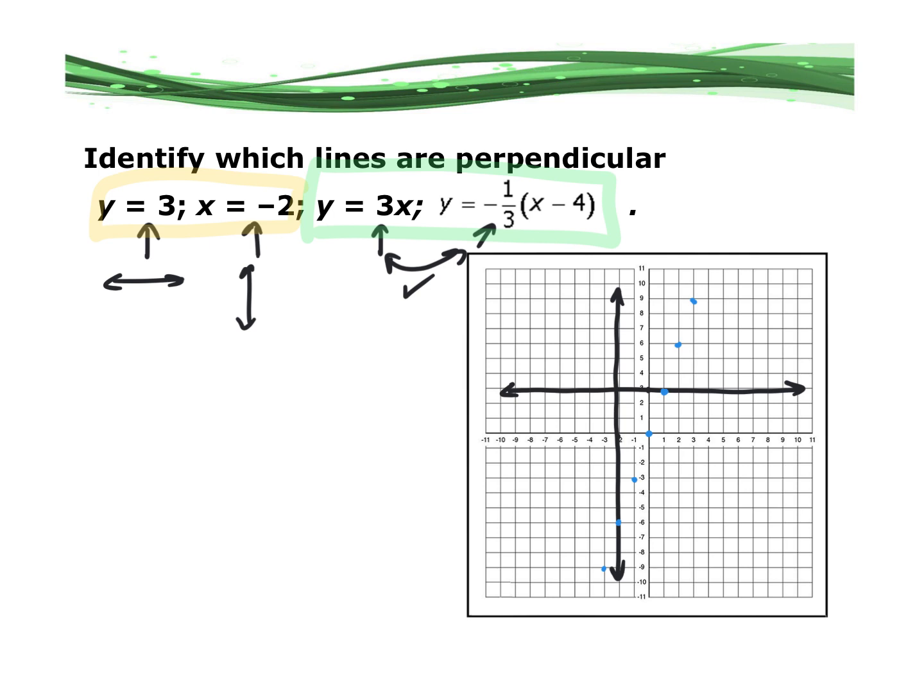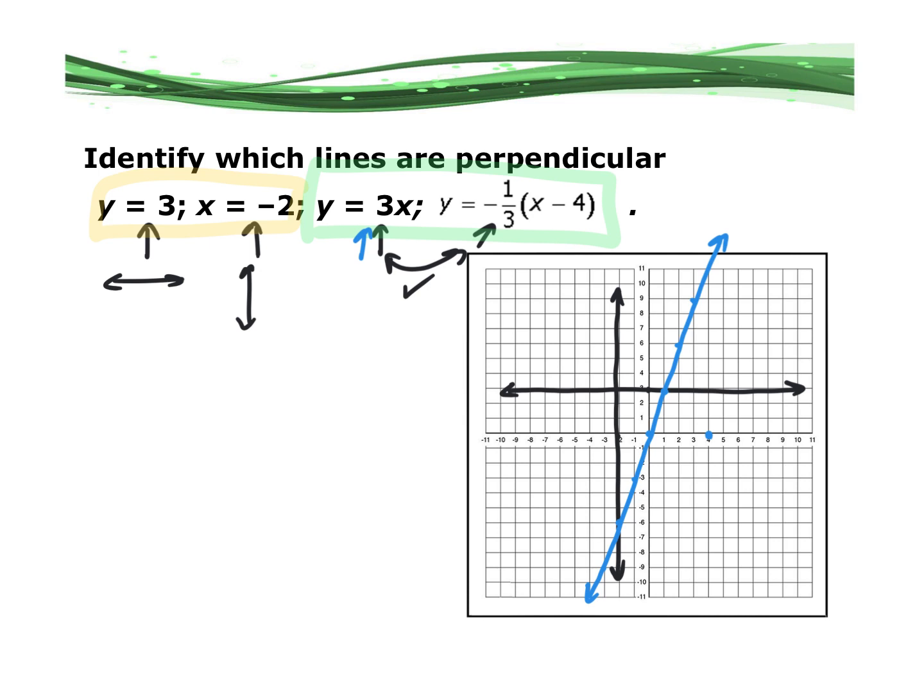Again, I'm just drawing it to the best of my abilities. That is this line right here. And then for the last one, I'm going to plot the point 4, 0, because that's the point that is shown in this point slope. And we have a slope of negative 1/3.